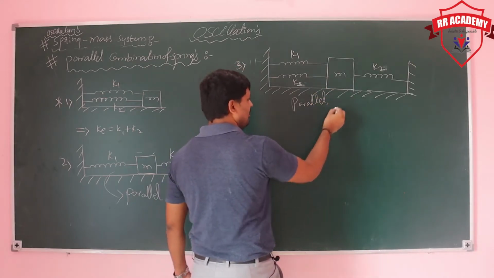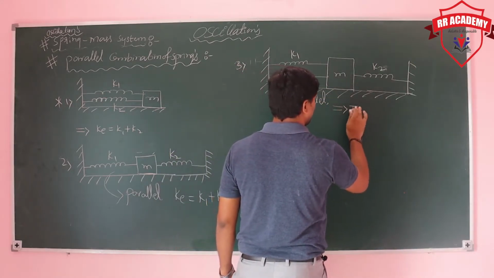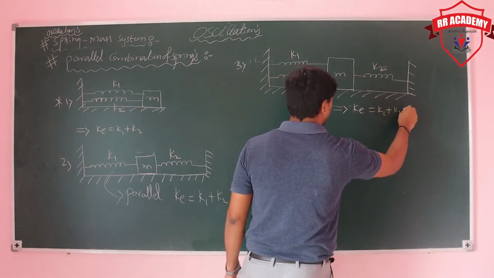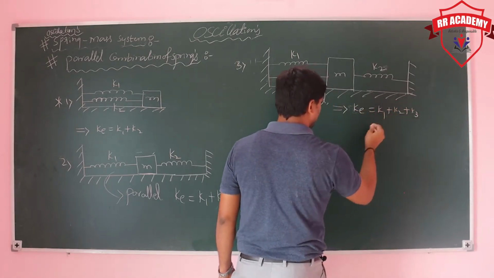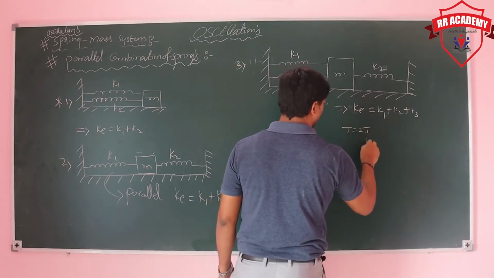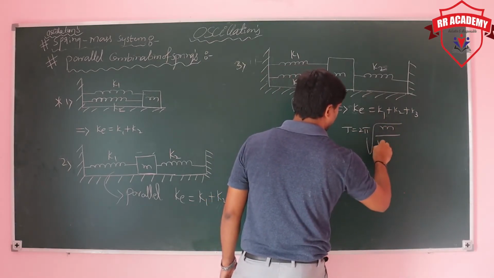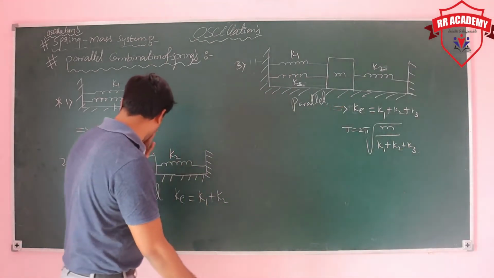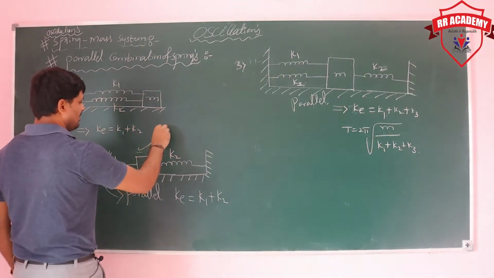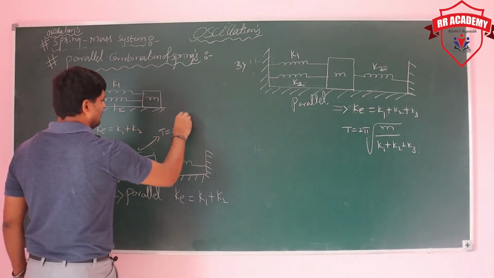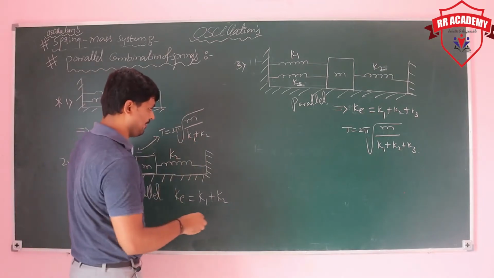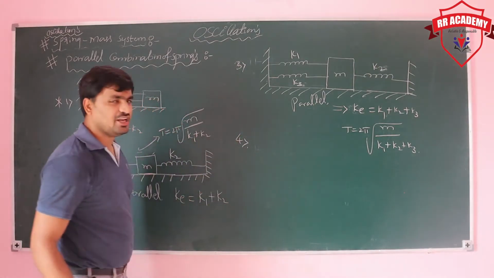Which combination? Parallel. Then the effective K value is K1 plus K2 plus K3, and the time period is 2 pi into under root m by K1 plus K2 plus K3. Here again the time period is 2 pi into under root m by K1 plus K2. Okay, see one more.